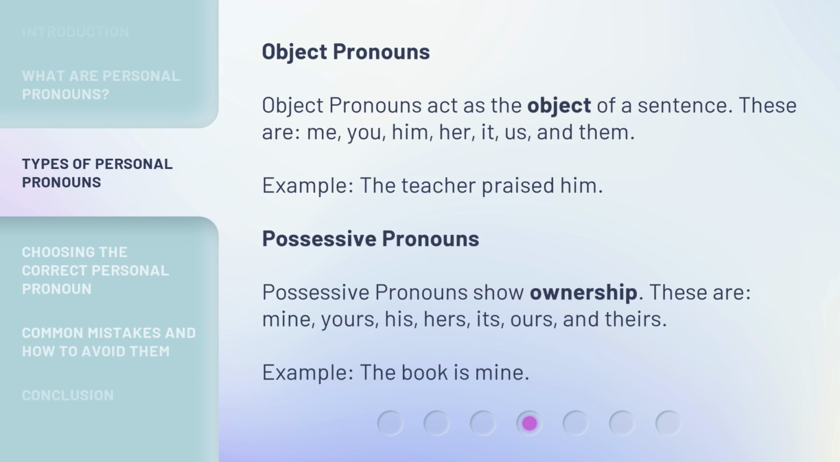Object pronouns. Object pronouns act as the object of a sentence. These are me, you, him, her, it, us, and them. Example: the teacher praised him. Possessive pronouns. Possessive pronouns show ownership. These are mine, yours, his, hers, its, ours, and theirs. Example: the book is mine.